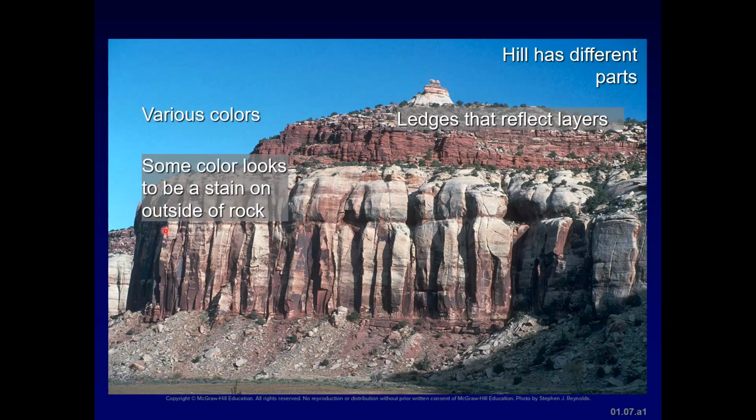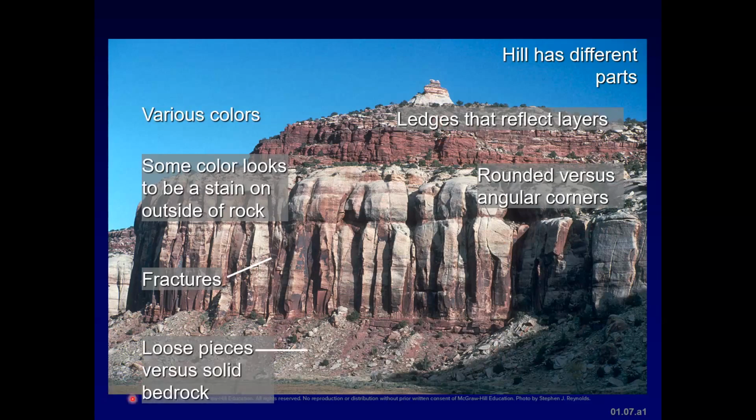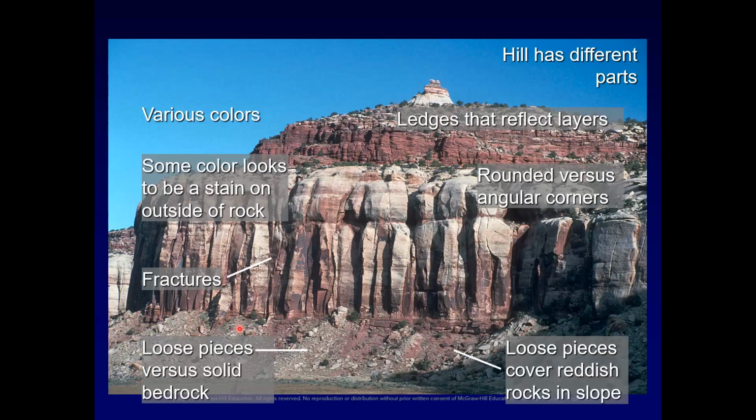Some of that color looks to be a stain on the outside of the rock, like right about here. And of course, there are these vertical fractures. We have some corners that are a little more rounded versus some that are more angular. And at the base, there are loose pieces here that are not part of the solid bedrock. It looks like they came right from there, though. That's an interpretation. Mostly what we're doing here is observing.